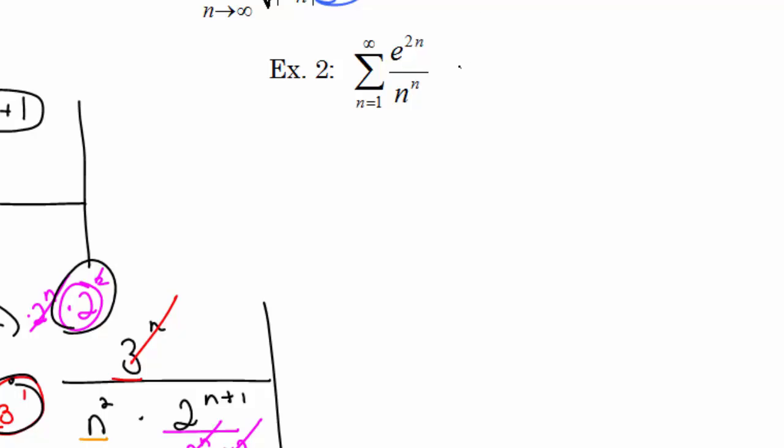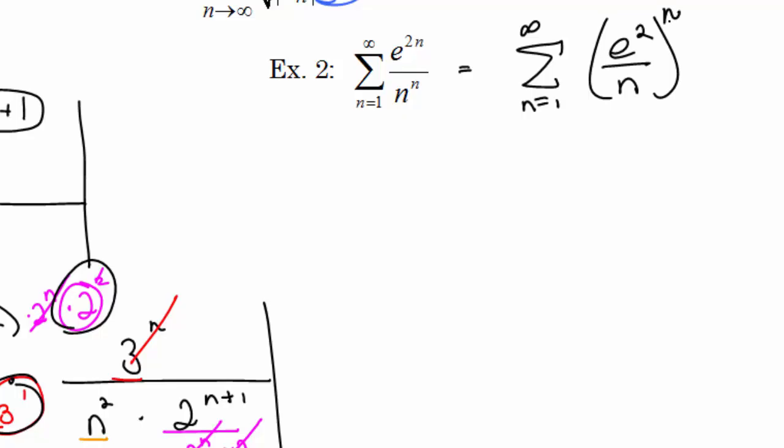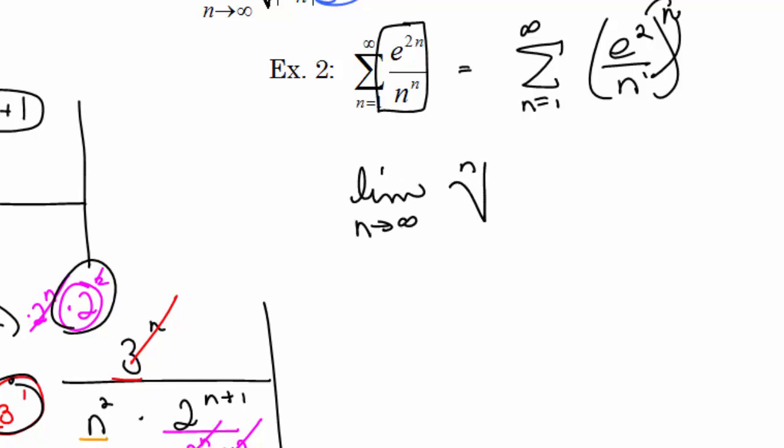Well, if I rewrote this, I could write this as the sum from 1 to infinity of (e squared over n) all raised to the nth power, because I would multiply those exponents and I would get back to that. So I could use the root test. That looks pretty easy. So I'm going to take the limit as n approaches infinity of the nth root of (e squared over n) to the nth power. I'm going to take the absolute value because I don't want to have any imaginaries popping up on me.